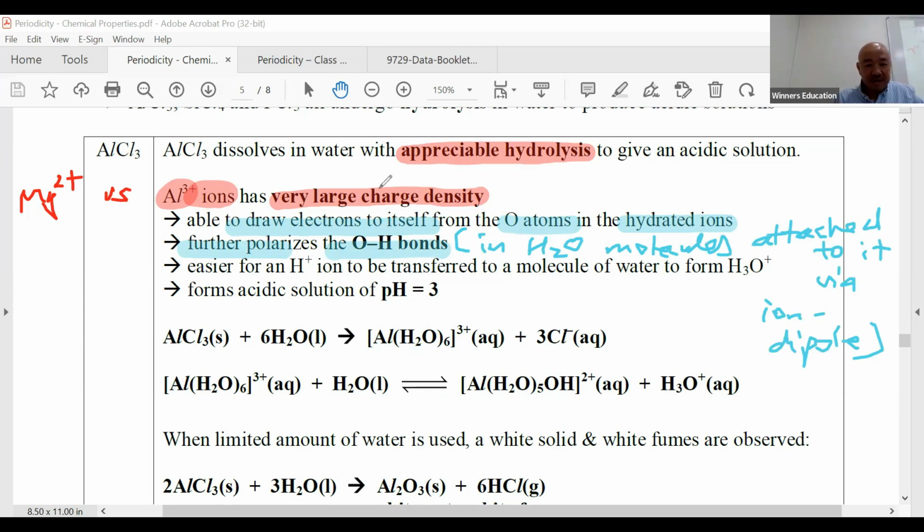So now it's easy for the H plus to say goodbye. To where? To just now the adjacent water molecule that's floating around. And to form what? To form the H3O plus. And therefore, it's acidic and a lot more acidic. Okay? Because that bond is weakened by a lot more, by a higher charge density Al3 plus. Okay, so what happened? Take a look again. This is the beauty. Yeah, it will undergo first hydration.